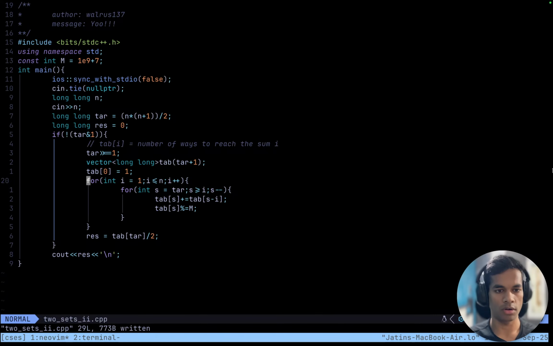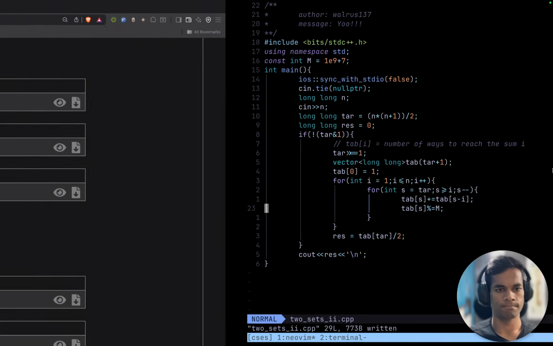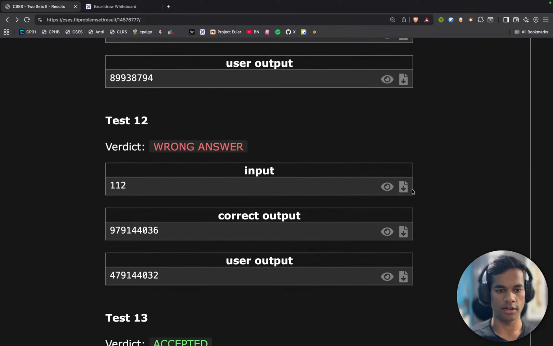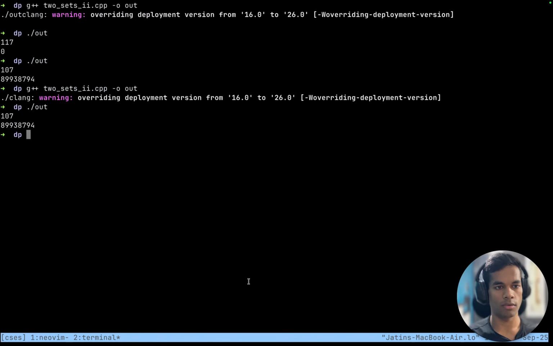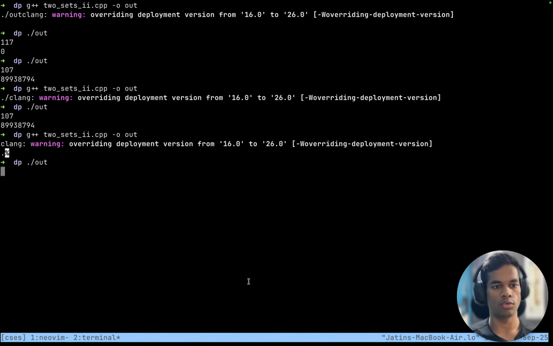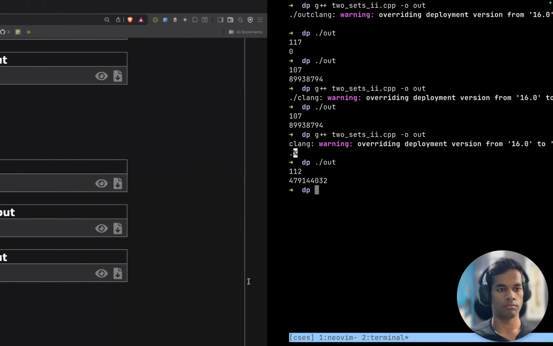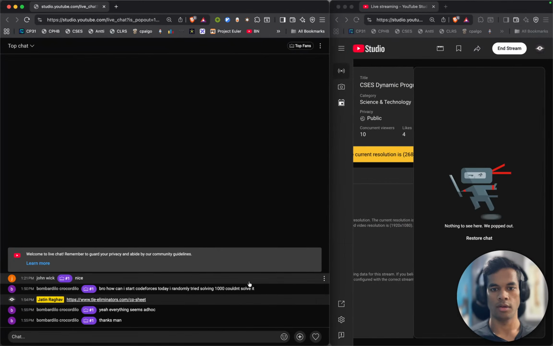Tab long. Yeah, the wrong answer literally does not make any sense. Here my answer is about half the actual answer. Wait, it might actually be literally half. No. There's some other mistake. 112. g++, dot slash out 112. Yep, it is still wrong. Not equal to the correct answer. Yeah, everything seems ad hoc.